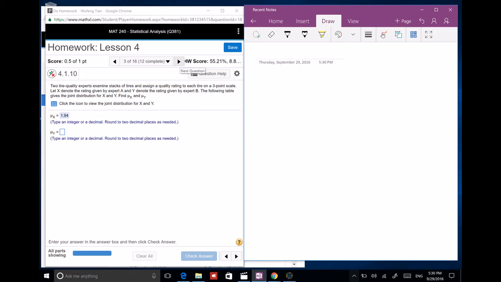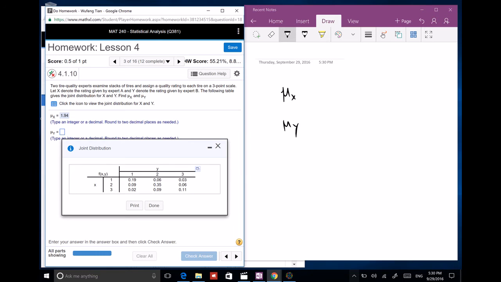Number 3 is find the mu of x or mu of y. Okay, you use the same formula. So let's look at this. The formula is going to be all the x times f of x, right? But this is f of x, y. So you have to use the marginal function of x instead of f of x, y. So it's g of x.